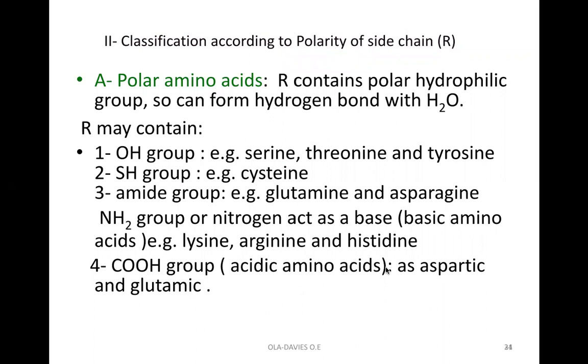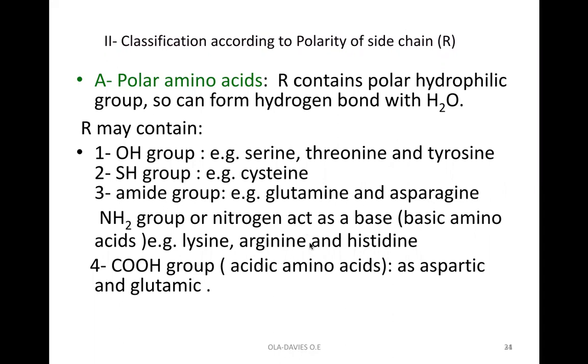So the first in that group that we're going to talk about this evening is the polar amino acid, where the R contains the polar hydrophilic group, so can form hydrogen bond with water. And the R, which is the side chain, may contain hydroxy group, sulfhydryl group, which is the SH group, or amide group. Examples of those that contain the hydroxy group are serine, threonine, tyrosine, because of the R group that is hydroxyl in nature. Those that have the SH group are cysteine, and those that have the amide group are glutamine and asparagine.